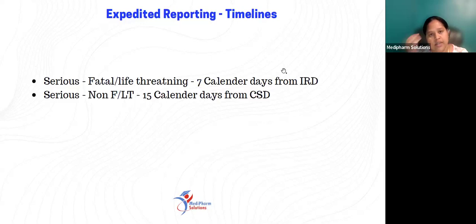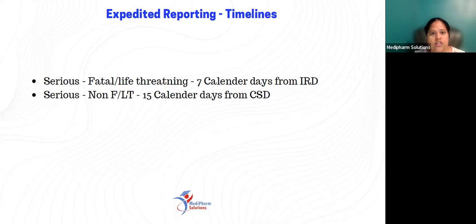Next, coming to the timelines for reporting. Any serious, fatal, life-threatening event has to be submitted within 7 calendar days from IRD. IRD is the initial receive date. That is when the pharmacovigilance professional who is in first contact becomes aware, that is day 1 of that case. So IRD stands for initial receive date.